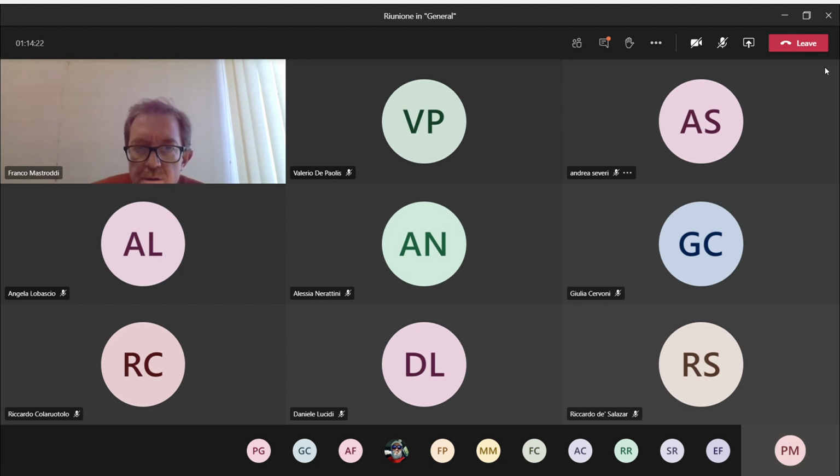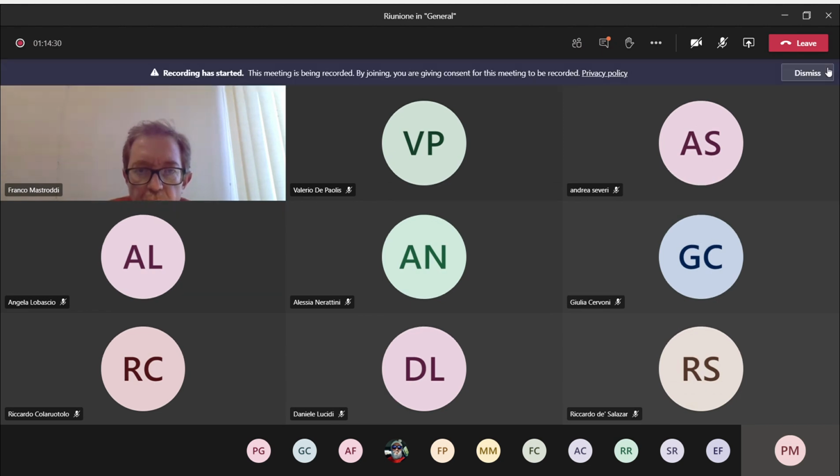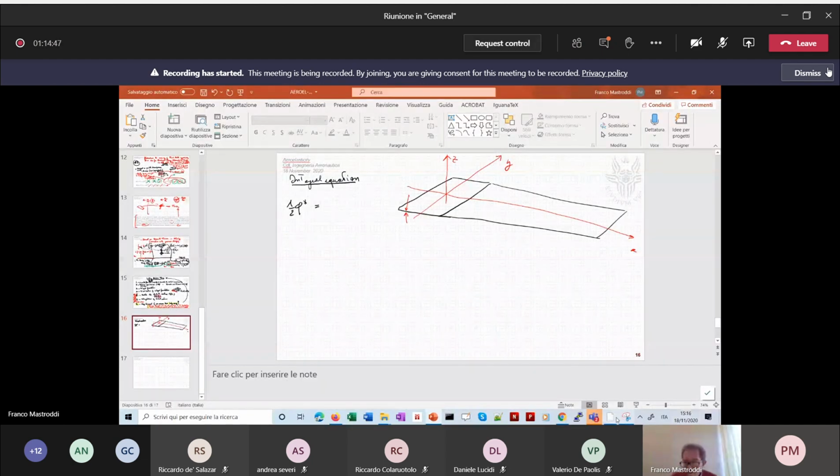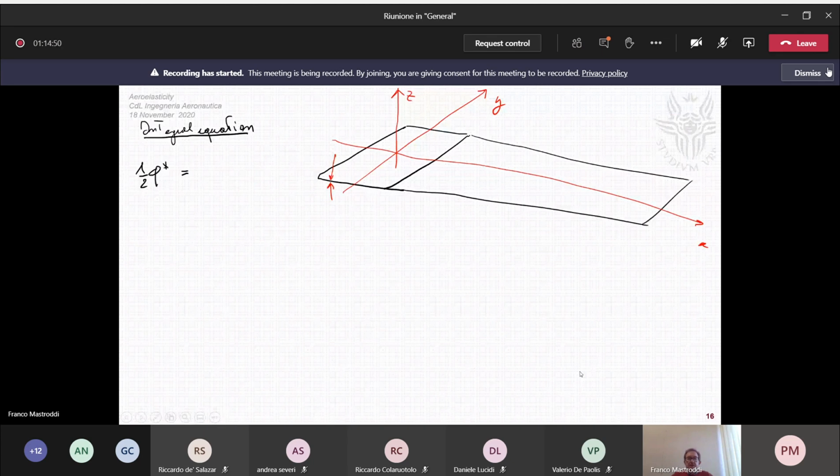Okay, so we can start our discussion, our lecture. First, I have to share my screen. Okay, so I want to start just by the hypothesis that my lifting body is thin. Okay, this is my only hypothesis.